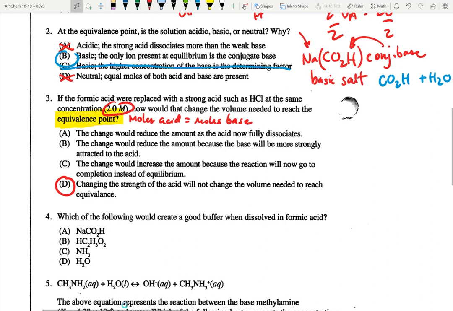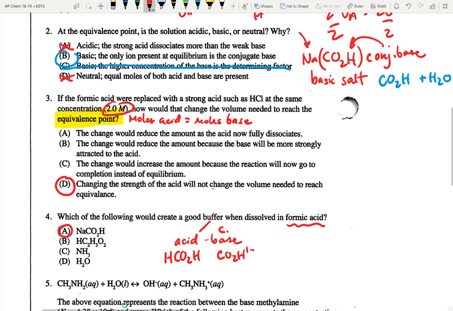Which would create a good buffer in number 4 when dissolved in formic acid? Remember, a buffer consists of an acid and its conjugate, an acid-base pair. In this case, what will be the pair in a buffer with formic acid? Its conjugate base as a salt. So if the acid is HCO2H, its conjugate base in this case is the CO2H ion, and you want to find a salt then that contains the CO2H ion, and that's A.